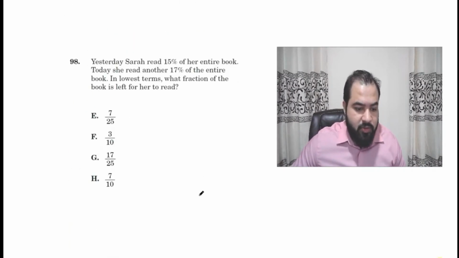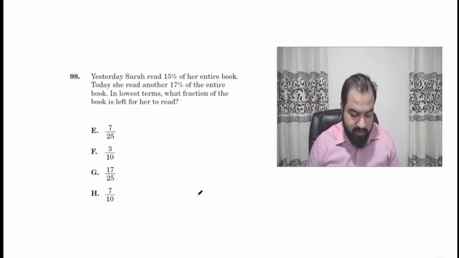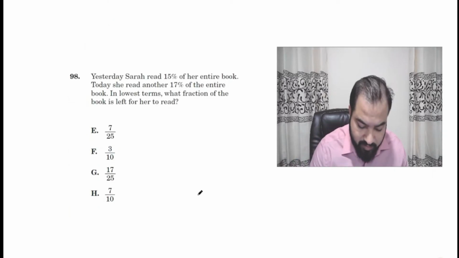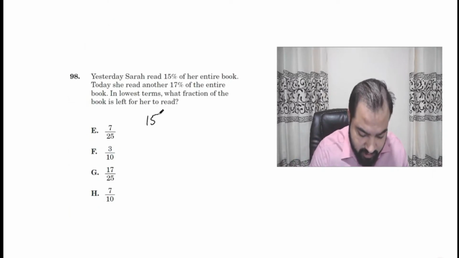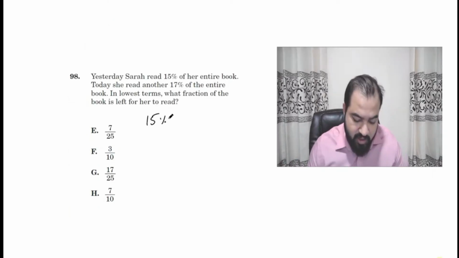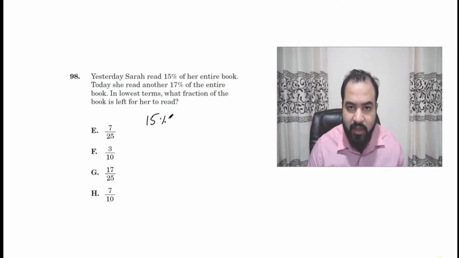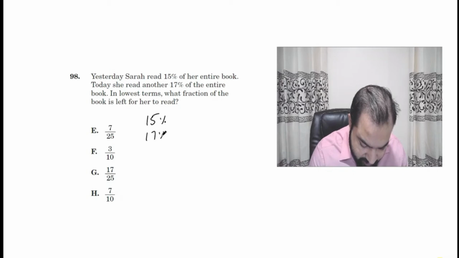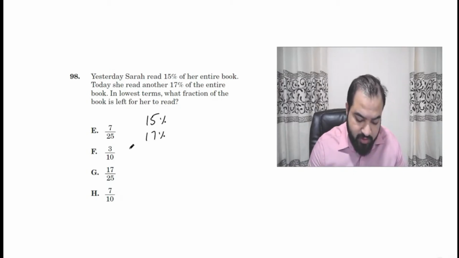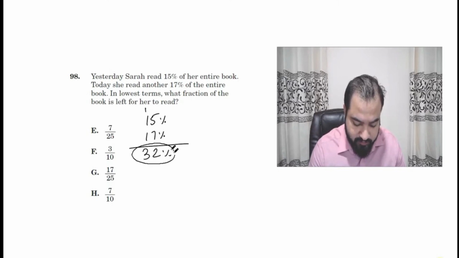Now let's do question number 98. It says yesterday Sarah read 15% of her book. So she read 15% of the entire book already. Now today she read another 17% of the entire book. So in total she read 7 plus 5, it's a 2, and here it's a 1. So 32% is done.